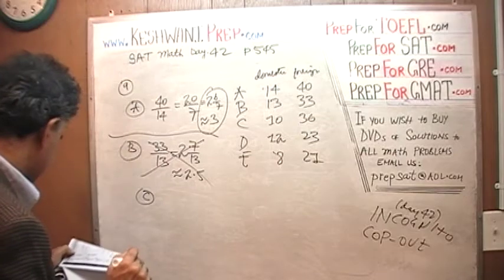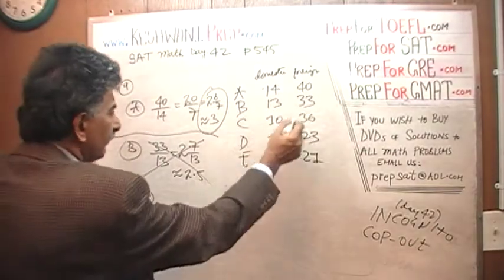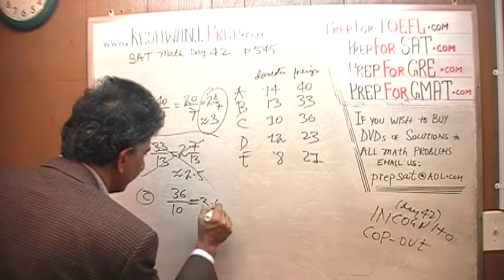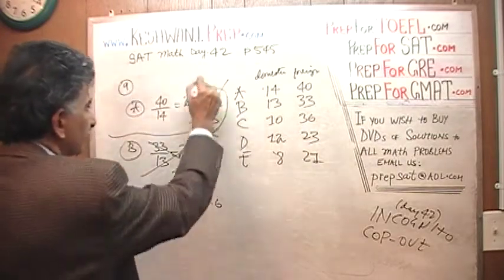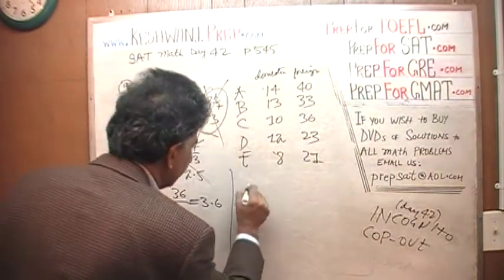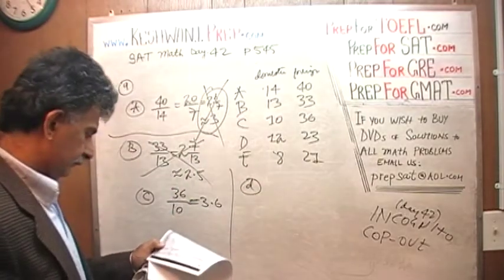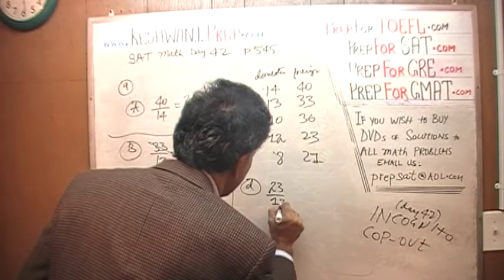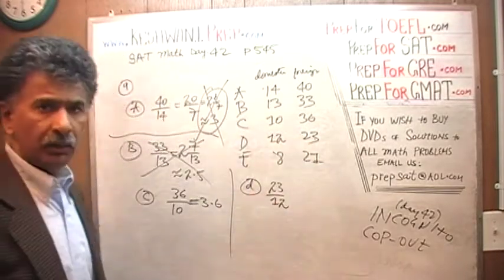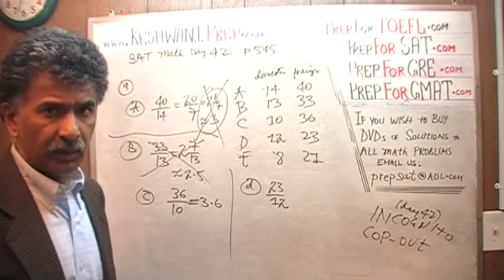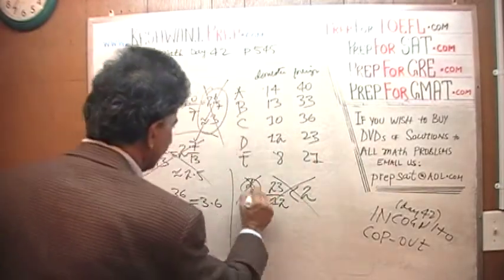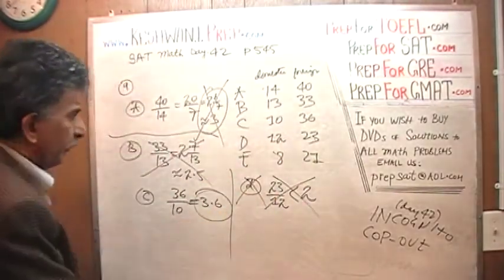C is 36 divided by 10, which is 3.6. Since it is 3.6, that means A is out of the game. D is 23 divided by 12. We know that 24 divided by 12 is 2. This is less than 2. This is out of the game, because we already have C, which is 3.6.